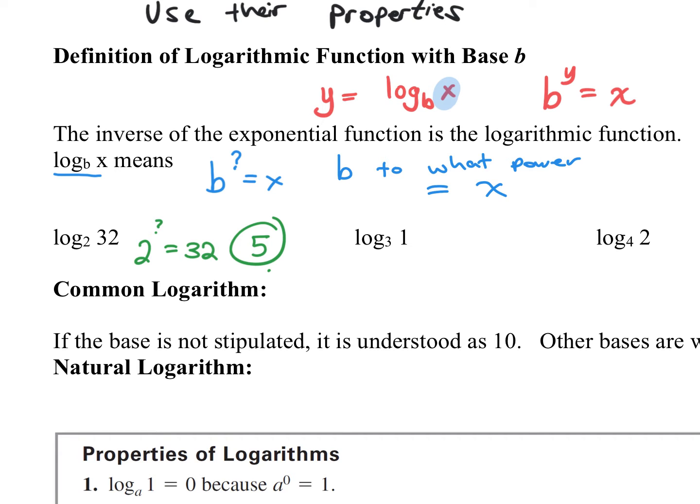3 to what power is 1? Well, we know that any number raised to the 0 power equals 1, so that would be our answer on this second expression.